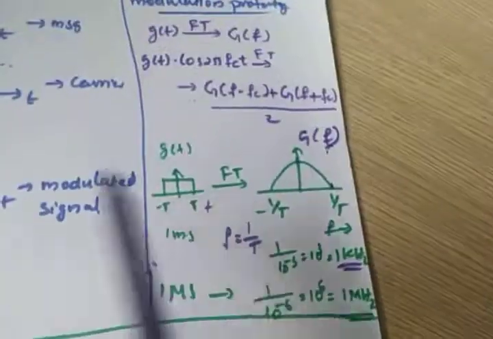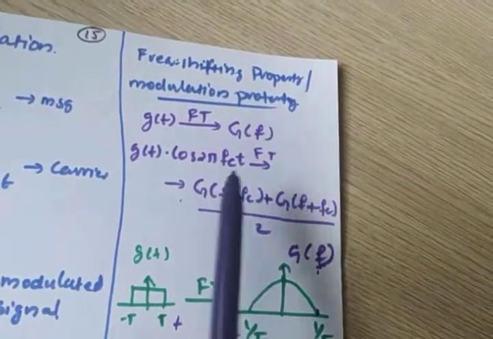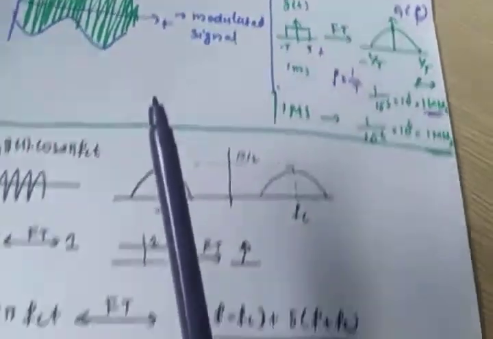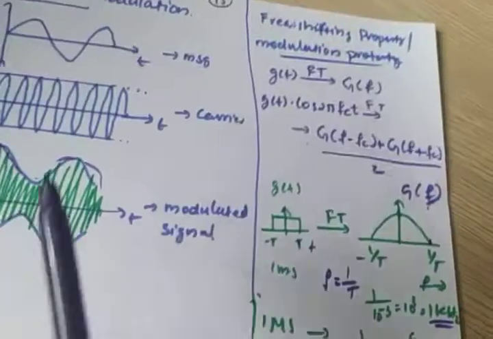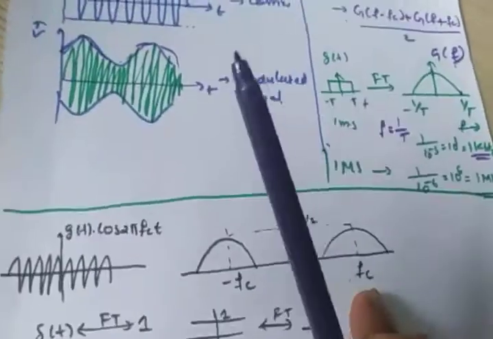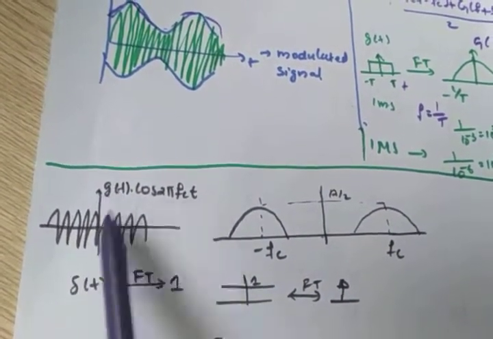So this is just an example. Okay, this you should keep in mind. g(t) = 2 cos(2π fc t). For this you will get [G(f − fc) + G(f + fc)]/2. Okay, so consider this signal g(t) cos 2π fc t. That signal I can represent like this. Suppose this is my g(t) cos 2π fc t.